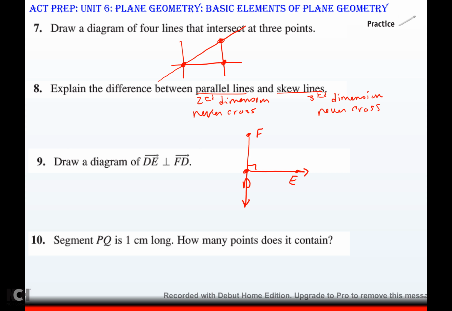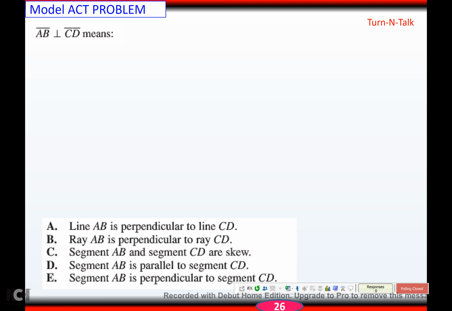10. Segment PQ is 1 centimeter long. How many points does it contain? Infinite. Even though it's 1 centimeter long, there's still an infinite number of points in that 1 centimeter. Okay? Alright, try this one. Hit pause. Come back when you're ready.